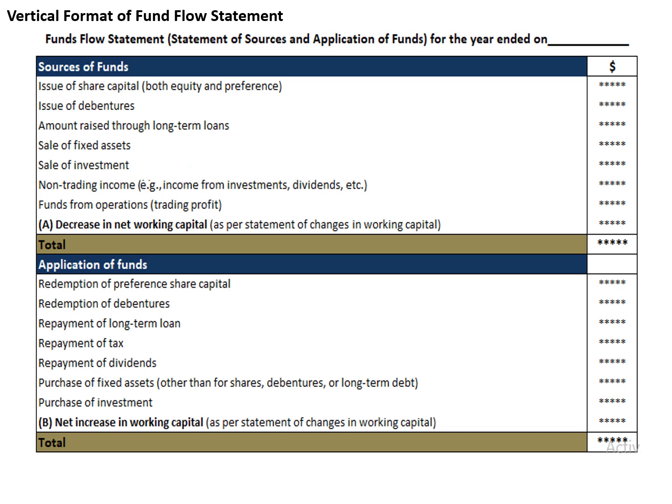Next, application of funds. In what way we are going to spend the amount, that is redemption of preference share capital, redemption of debentures, repayment of long-term loan, payment of tax, payment of dividends, purchase of fixed assets, purchase of investment, net increase in working capital. So the sources and application of funds totals must tally. Okay, so this is the fund flow statement.